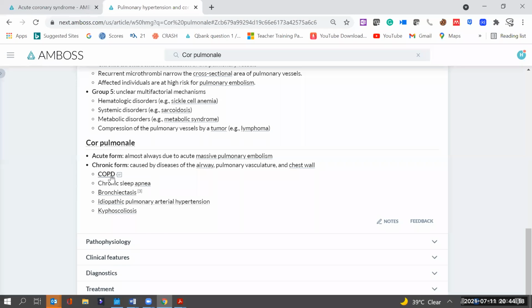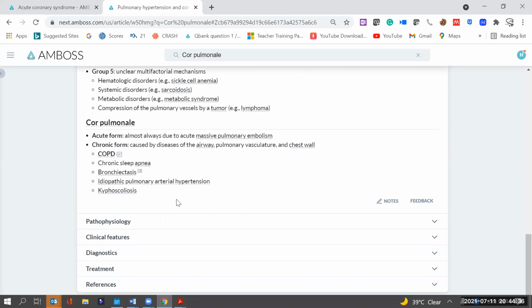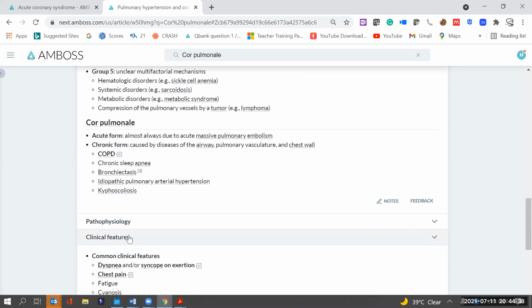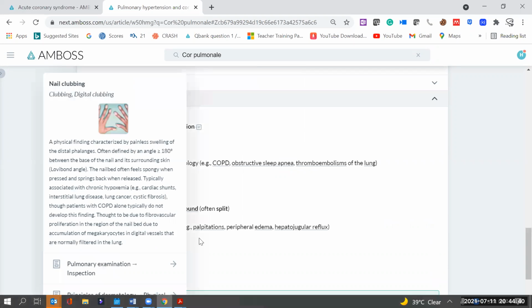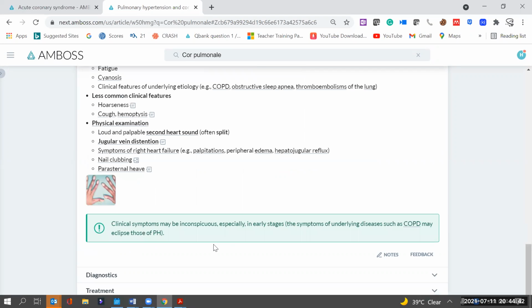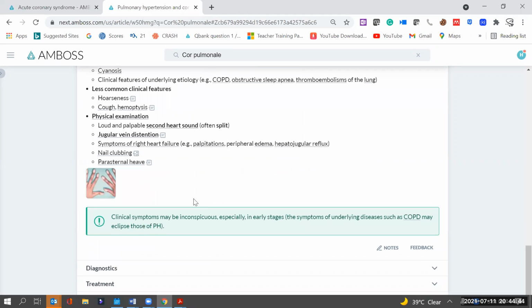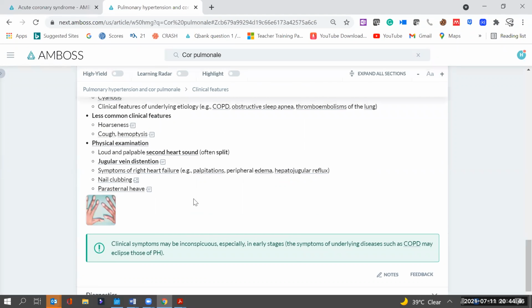But the first and foremost, which you have to remember from your exam point of view and MCQ point of view as well, is COPD, and second is massive pulmonary embolism. So whenever there is massive pulmonary embolism, the presentation will be acute. Whenever there is COPD, of course, bronchiectasis, kyphoscoliosis, those are all chronic forms. So if we go for the clinical features, most of the time, the clinical features of cor pulmonale are just like the features of acute pulmonary embolism.